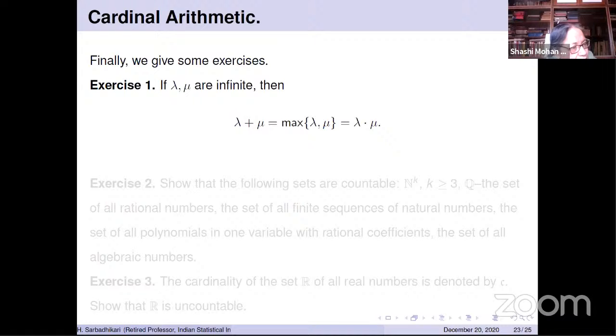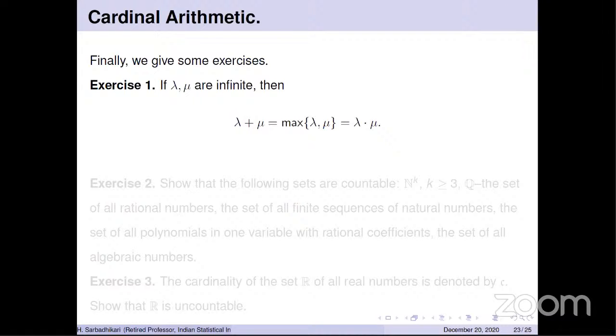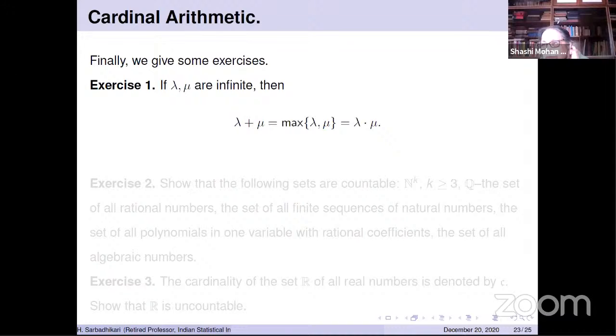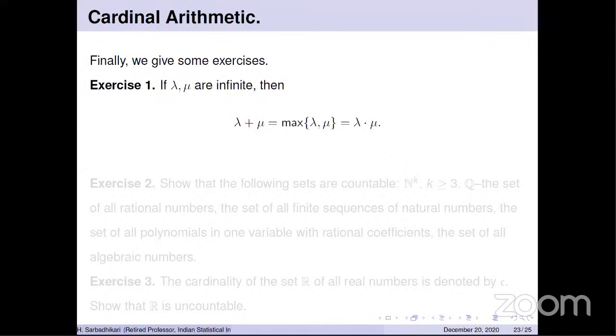In fact, set theory is actually the game of cardinal numbers, and there are lots of very intricate things that you have to handle. Thank you, sir.